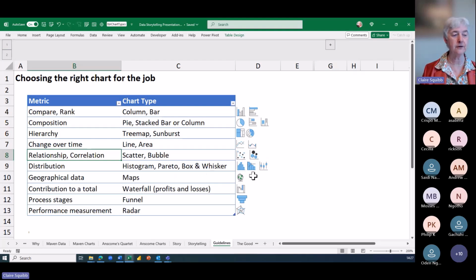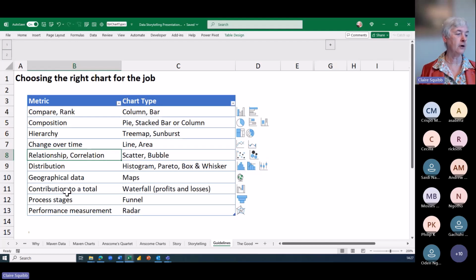A Pareto chart is like a histogram, but it puts all the items into descending order and tells you how far through the data you've got at the same time. That's very useful. And the box and whisker plot shows you your data gathered around 2 standard deviations from the mean. So these are fairly statistical, very powerful. Obviously, if you have geography, you're likely to want to use maps.